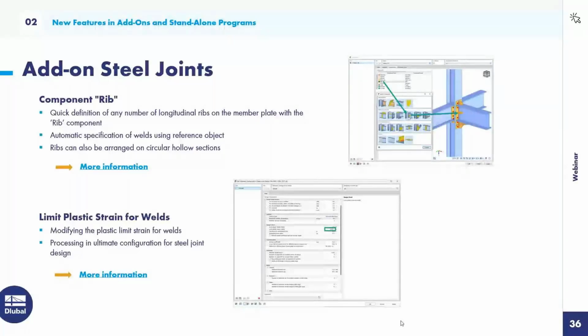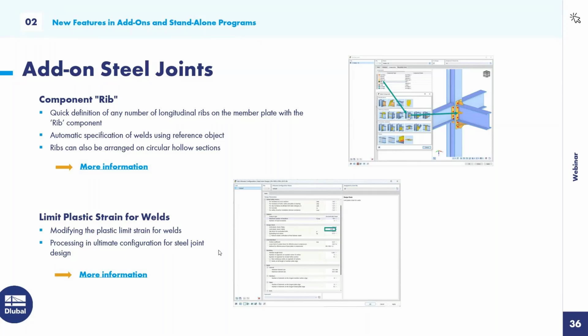Okay, I continue with the features of the steel joints add-on. There's the component rib. You can easily add one or more ribs in your connection or in your joint. For example, also for circular hollow sections, around the section, two or more, for example, 10 ribs around the hollow section. Then you can modify the plastic limit strains for welds. That's also possible for the limit plastic strain for the plates.